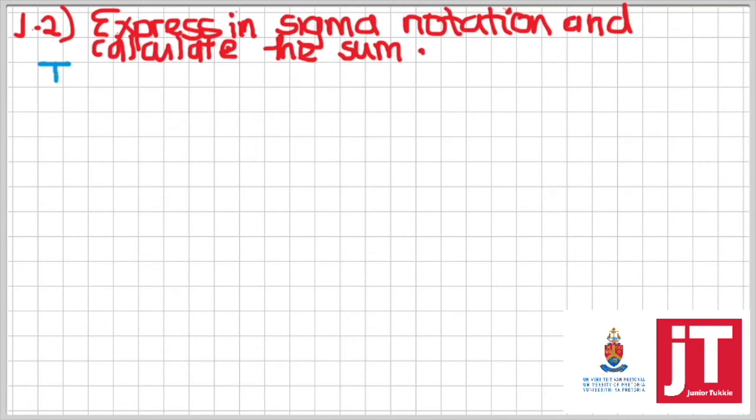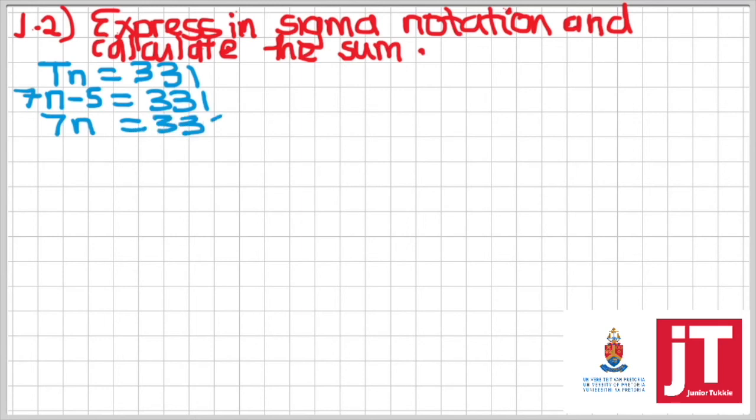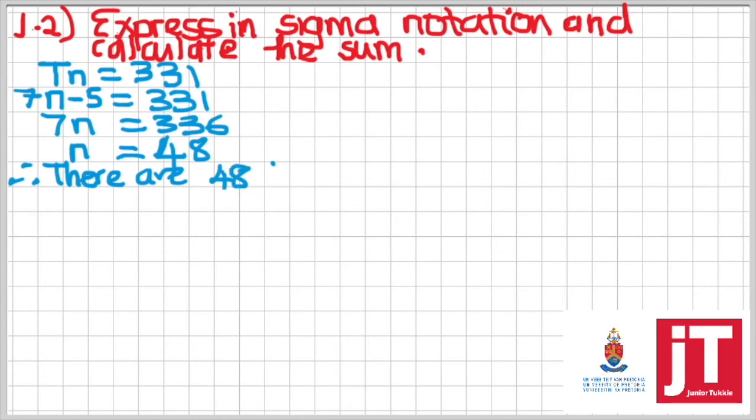So to do that, we're going to start by saying Tn is equal to 331, forming the last term of that given series. But we know that our formula for Tn was 7n minus 5, which is equivalent to 331. Solving for n, we get 7n is equal to 336. Then finding our n value, we are dealing with 48 terms. Therefore, in this series, we've got 48 terms that we're dealing with. Very important that you recognize that.